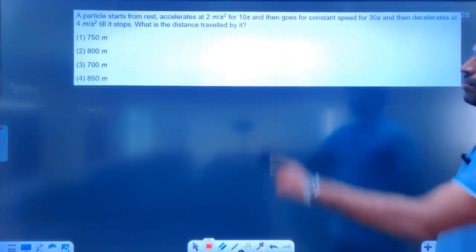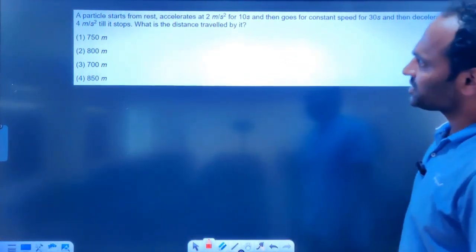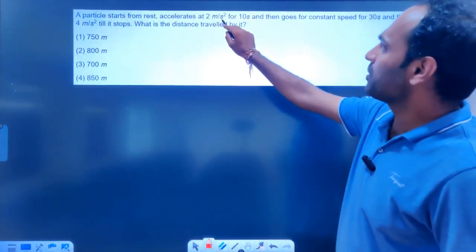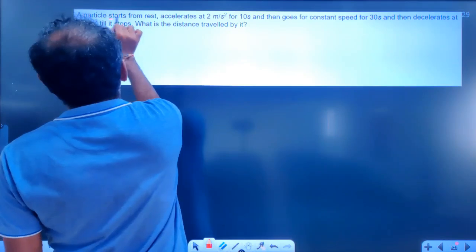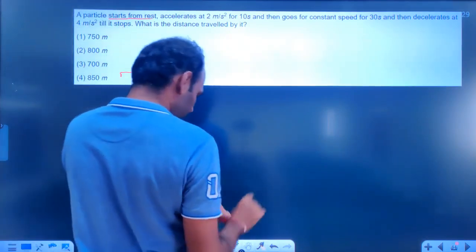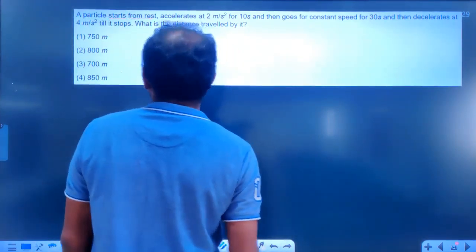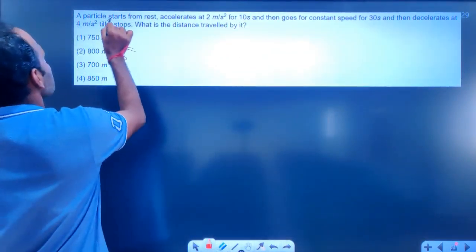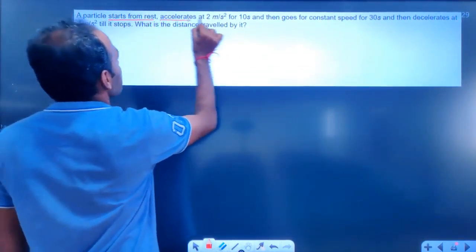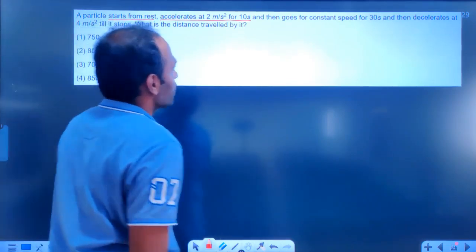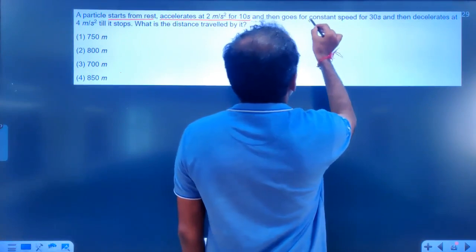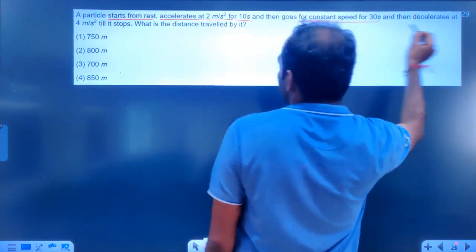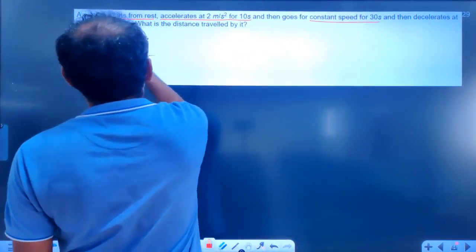A particle starts from rest, accelerates at 2 meter per second square for 10 seconds, and goes at constant speed for 30 seconds and then decelerates at 4 meter per second square till it stops.